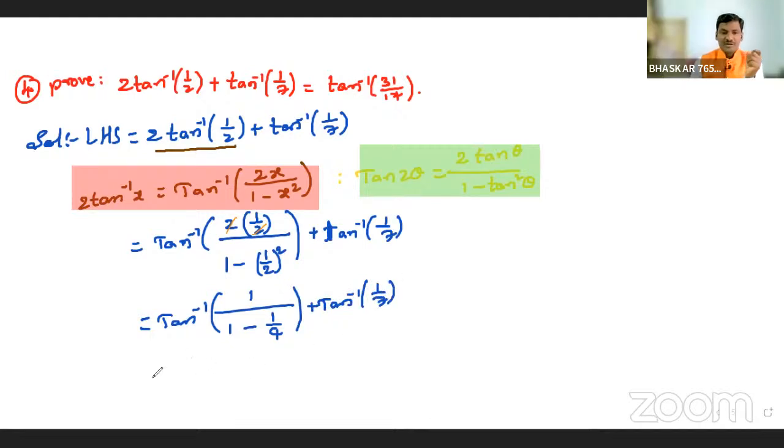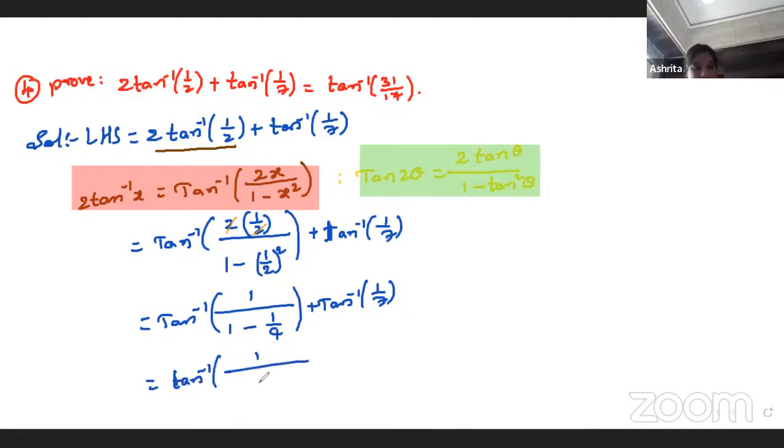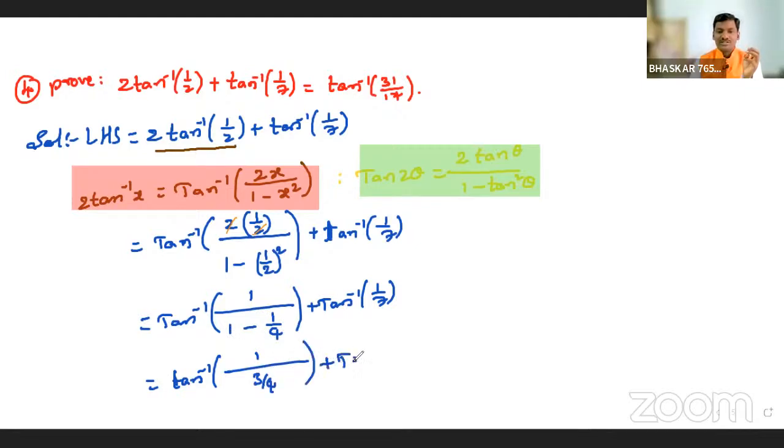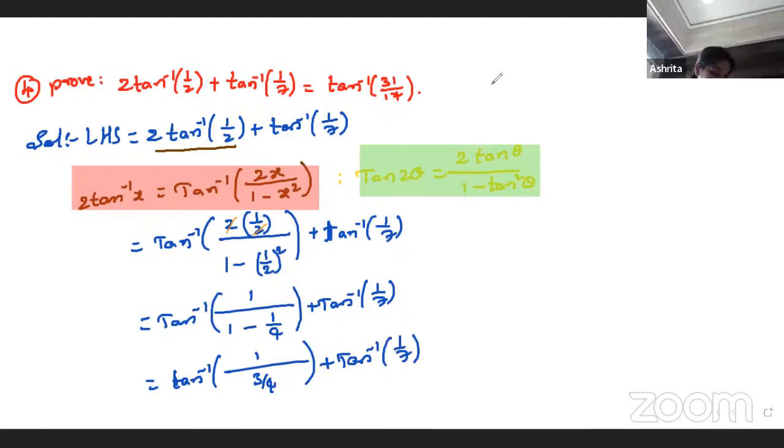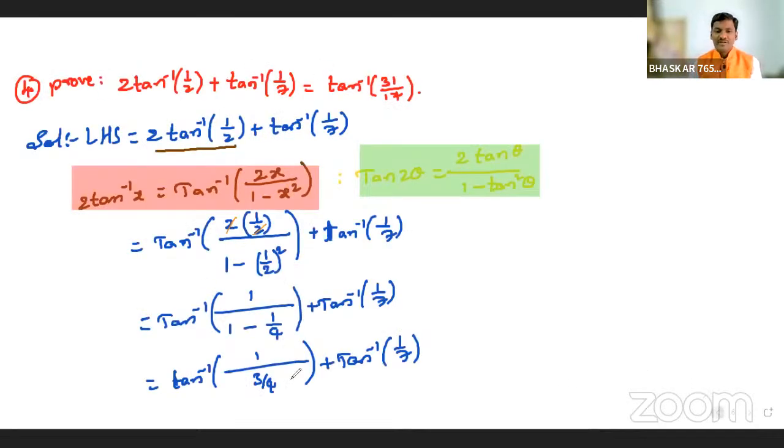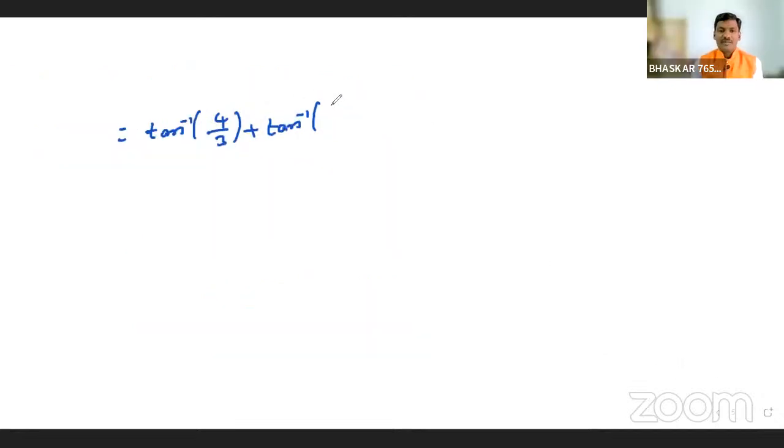Now take the LCM. Tan inverse of 1 divided by 4 by 3, it will become 4 minus 1, 3 by 4. So we get 3 by 4. If you take it to the numerator, we get 4 by 3, the reciprocal. So tan inverse of this becomes tan inverse of 4 by 3 plus tan inverse of 1 by 7. Whenever we take the fraction to the numerator, we have to take the reciprocal. Tan inverse 1 by 7 I am writing as it is.